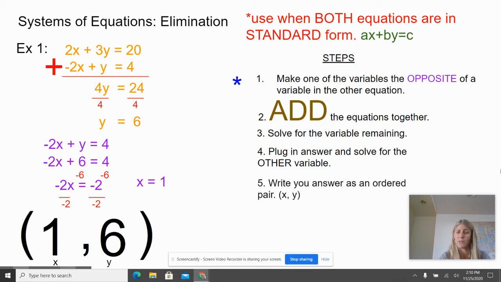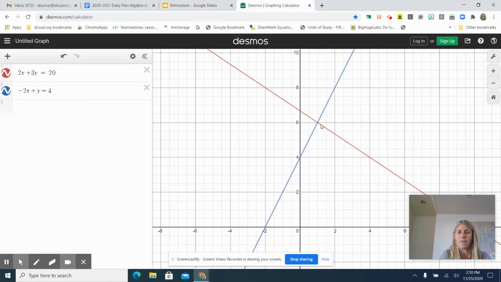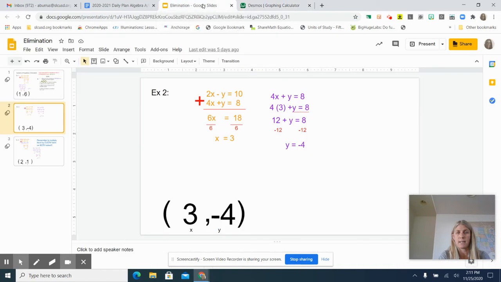Now, just like before, once we get our answer, there are two ways to check. We can plug the point into both of the original equations and make sure both of them are true. So here we have 2 plus 18 equals 20. That's true. And we have negative 2 plus 6 is equal to 4. So that's correct. Our other option is to graph them both on the graphing calculator and look at the point where they intersect. And as you can see, they do indeed intersect at the point (1, 6).